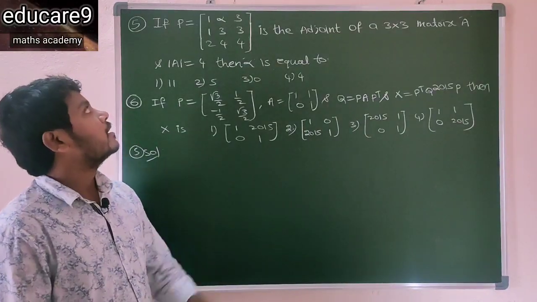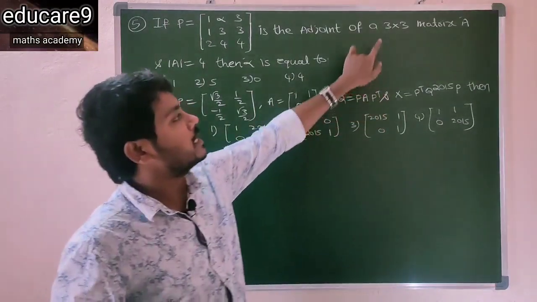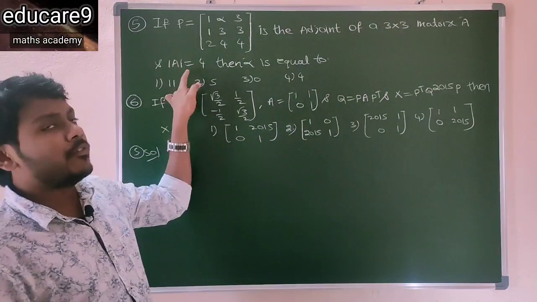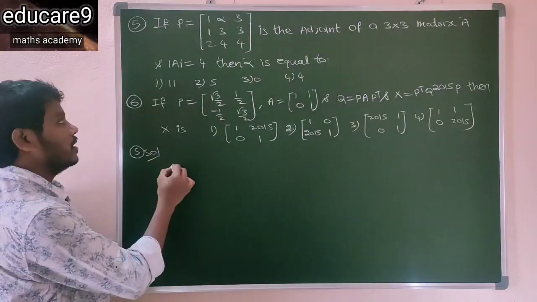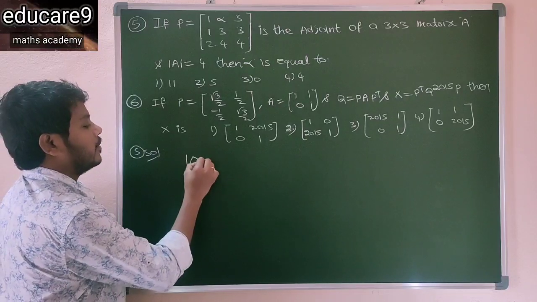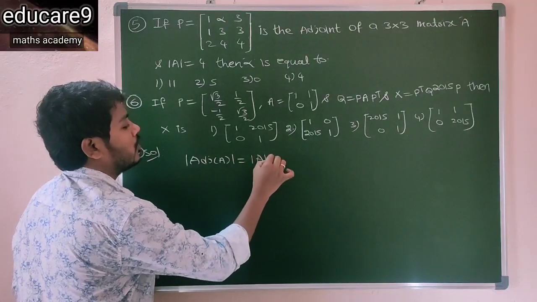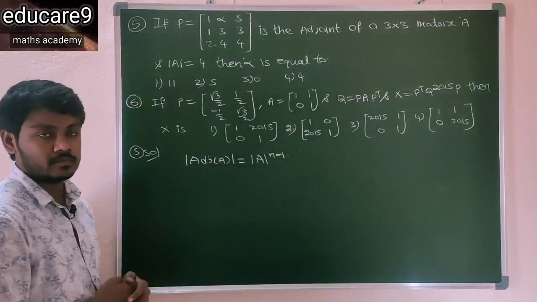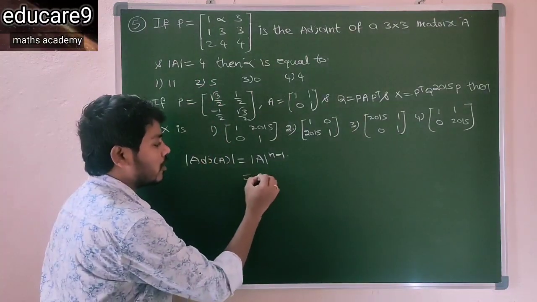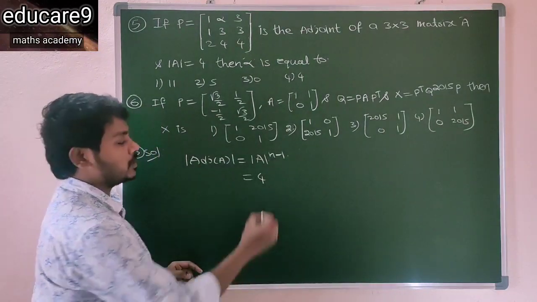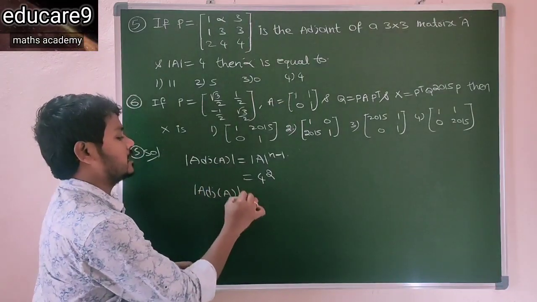So next, see the fifth one. Here P is the adjoint of a matrix A whose order is 3 by 3. And determinant of A is given, that is 4. Then find the alpha value. So you know that the determinant of adjoint of A is determinant of A whole to the power of n minus 1. Now here determinant of A is given as 4, n minus 1 is 3 minus 1, that is 2. So clearly the determinant of adjoint of A is 16.